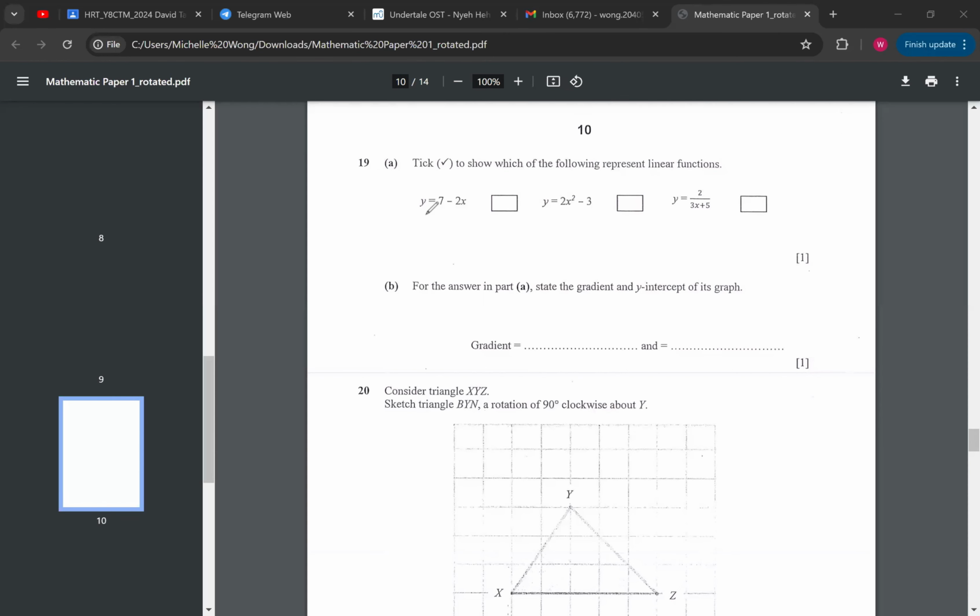Question 19a. Tick to show which of the following represent linear function. So this one meets the requirement. This is a linear function. Because this have a power of 2, it doesn't count as a linear function. And for the third, it is not a linear function because it doesn't meet the requirements of y equals mx plus c. So this is the only linear function.